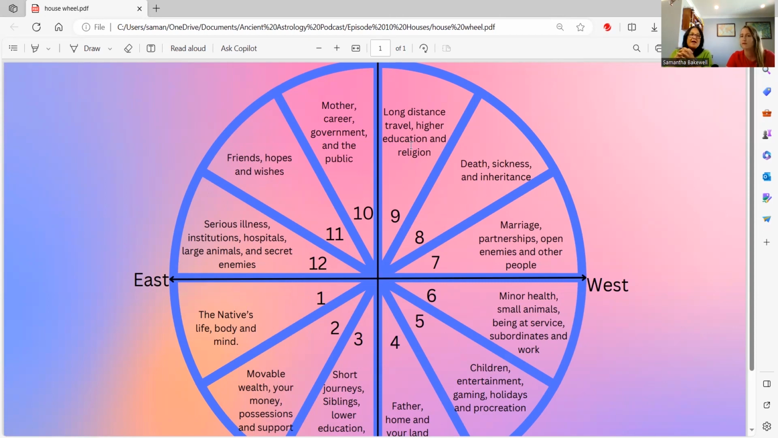So the ninth house: long distance travel, higher education and religion. Long distance travel is anything overseas basically, or even from Perth to Melbourne, which is quite a distance. And higher education, so that's if you went to TAFE here in Australia, or you went to university. College. Exactly. Any sort of higher education.